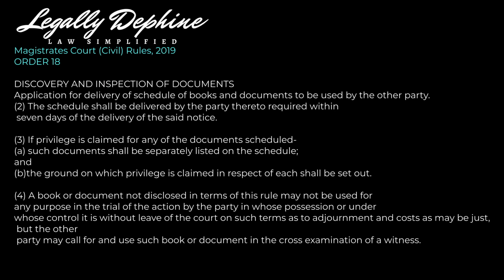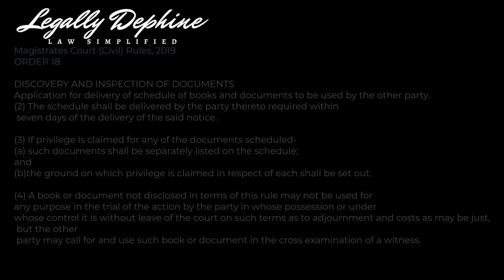A book or document not disclosed in terms of this rule may not be used for any purpose in the trial of the action by the party in whose possession or under whose control it is without the leave of the court on such terms as to adjournment and costs as may be just, but the other party may call for and use such book or document in the cross-examination of a witness.